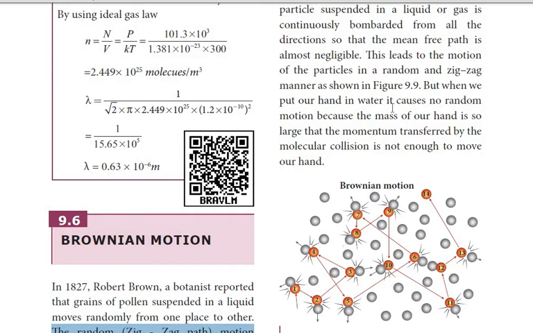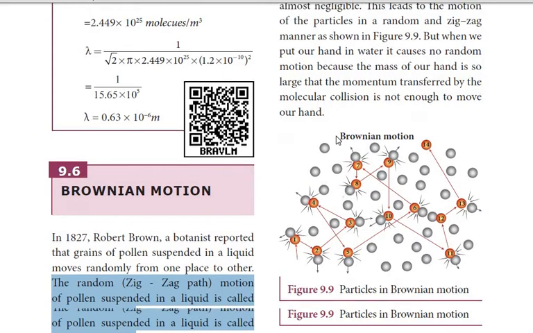But when we put our hand in water, since the mass of the hand is high, it does not move. It stays there without moving. It is large in size and its mass is excessive, so it does not move. So there is no random motion, because the mass of our hand is so large that the momentum transferred by the molecular collisions is not enough to move our hand.